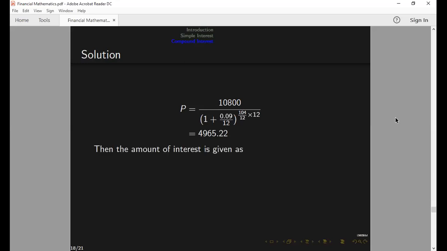Then the amount of interest, which is the main objective of this question, is then calculated as this value. You subtract, and then you got 5,079.78 or 79, depending on whether you use the decimals. I did not. But of course, the value is still the same.